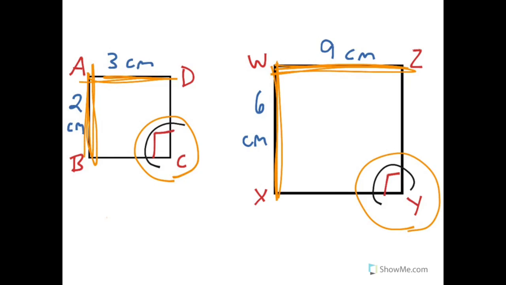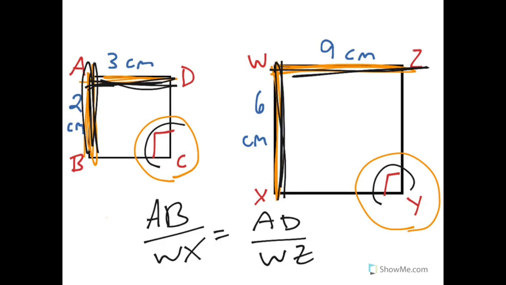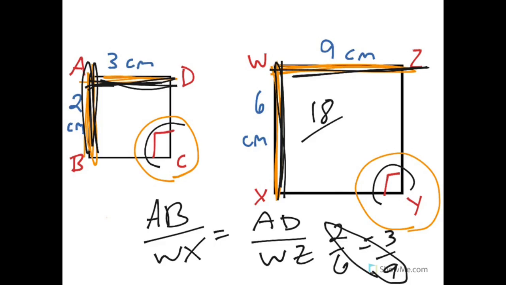One proportion, if you want to look at it this way, we have AB, which again is right here, would be to WX, because they're both the same side. And then the other part that we looked at was AD, which is the top, which would be to, can you figure it out? That's right, WZ. Okay, so 2 to 6 equals 3 to 9. If we wanted to confirm that, we can do our cross products. 2 times 9 is 18. 6 times 3 is 18. There you go. All right, let's keep going.